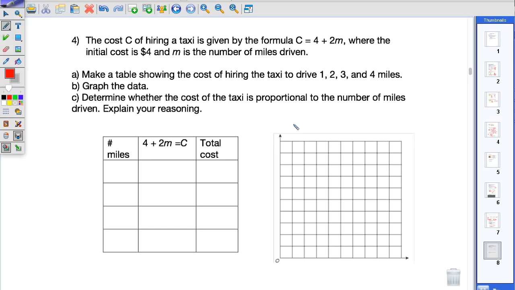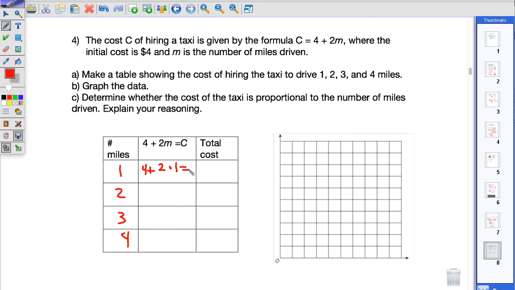Number 4. The cost C of hiring a taxi is given by the formula C equals 4 plus 2m, where the initial cost is $4 and the m is the number of miles driven. Part A says make a table showing the cost of hiring the taxi to drive 1, 2, 3, and 4 miles. So 1, 2, 3, 4. So we want to substitute in.